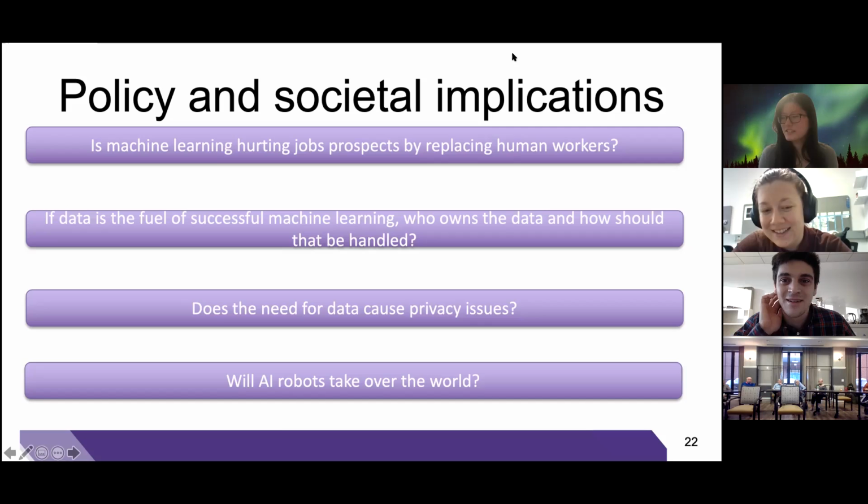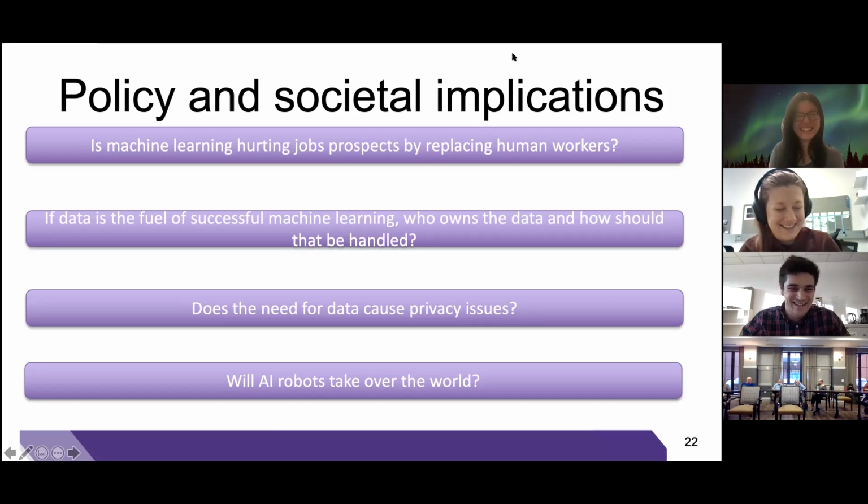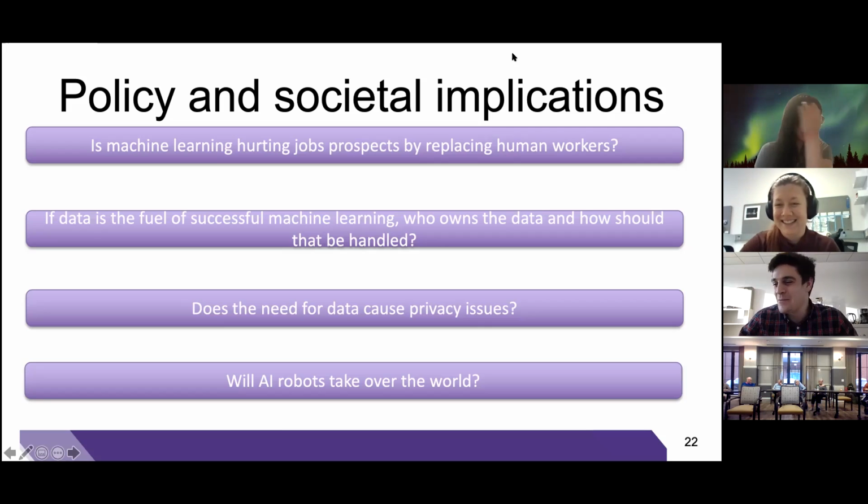Change batteries. I'm sorry? Nothing, just saying you can pull the plug. Yeah, exactly. Just throw some water on them.